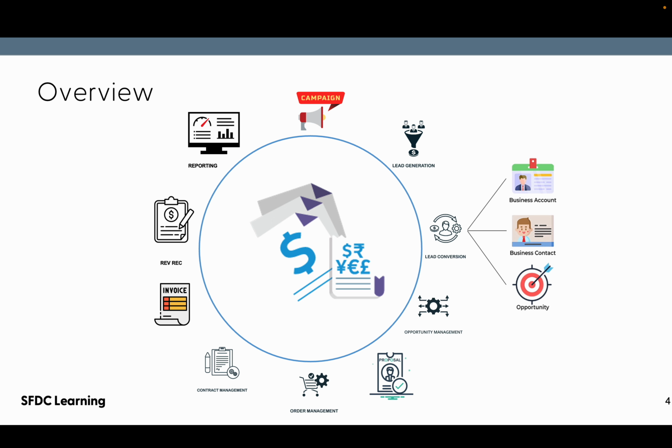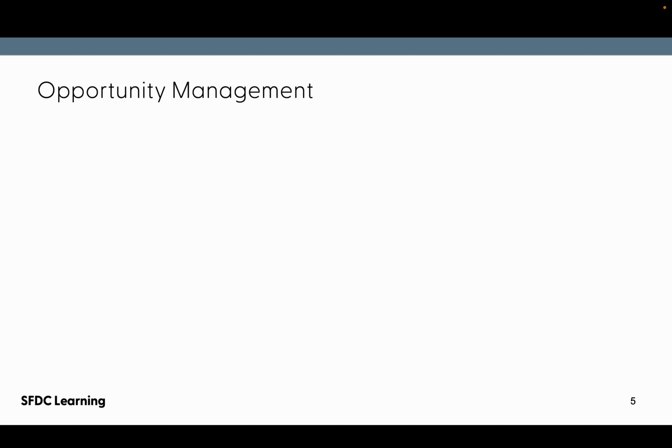Now let's understand step by step. Let's start with opportunity management first. Opportunity management has pipeline stages, right?